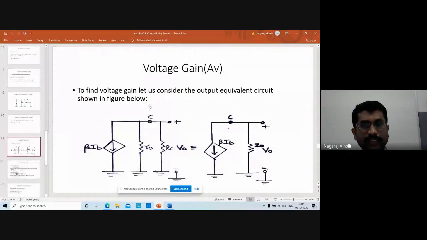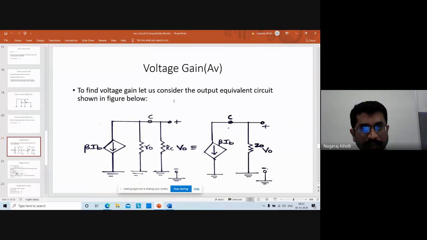Next, let us find the voltage gain. To find the voltage gain, consider again the output equivalent circuit: beta IB, R0, RC, only the output side. R0 parallel RC is Z0. I am writing it as Z0.